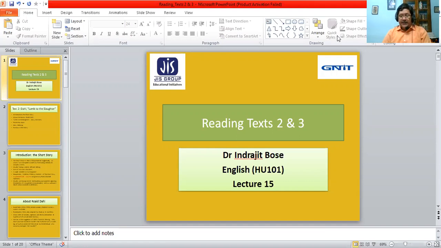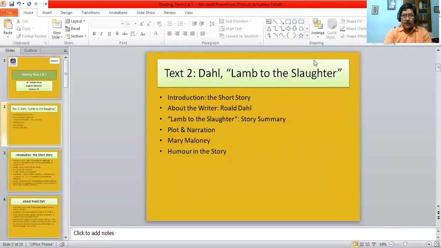This is lecture 15 in the series on reading texts 2 and 3. Reading text 2 is by Roald Dahl. It is his short story, Lamb to the Slaughter.